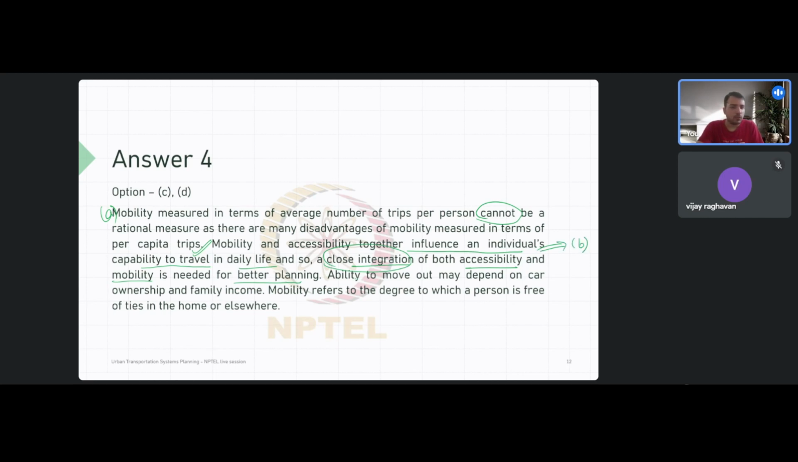Then ability to move out depends on car ownership and family income. So this is related to option C. So we have the dependence on car ownership, family income. And mobility refers to the degree to which a person is free. This is related to option D. So how mobile is the person, how free is the person, that is option D. So all four options we have discussed. So only options C and D were correct, A and B were incorrect.